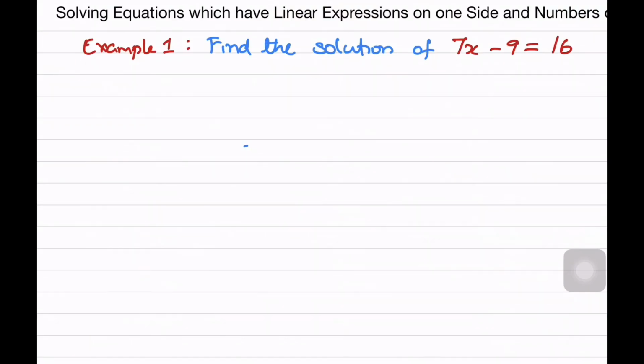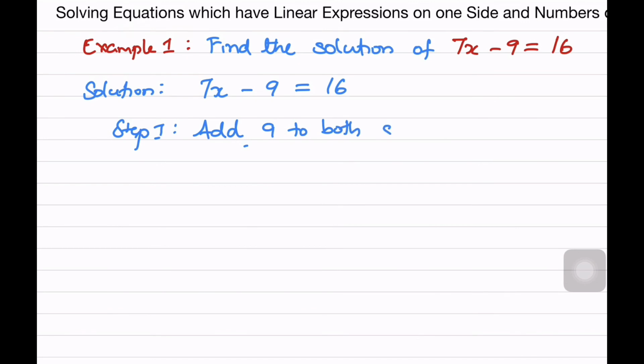Let's do some examples. Example 1. Find the solution of 7x minus 9 equal to 16. Solution: 7x minus 9 equal to 16. Step 1. Add 9 to both sides of the equation.